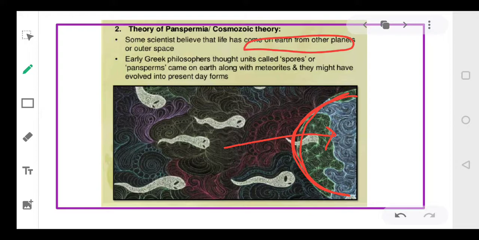And the earlier Greek philosophers thought that these units were called spores or pansperms. They might have come on the surface of the earth along with the meteorites. उनका ऐसा मानना है कि जो हमारी पृथ्वी है, पृथ्वी पर लाइफ एग्जिस्ट नहीं करती थी, लाइफ कहीं यूनिवर्स में थी और धीरे धीरे ये लाइफ अर्थ पर आई और स्पोर्स की फॉर्म में पहुंची और जैसे जैसे मीटियोराइट्स हमारे सरफेस ऑफ अर्थ पर गिरे, वो मीटियोराइट्स के साथ आई है. So theory of panspermia, and they call these spores as pansperms. That is why we call this theory as panspermia.